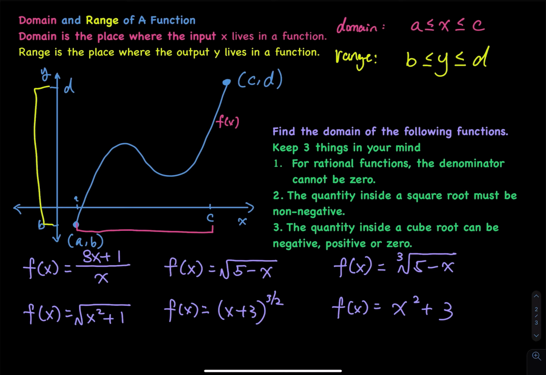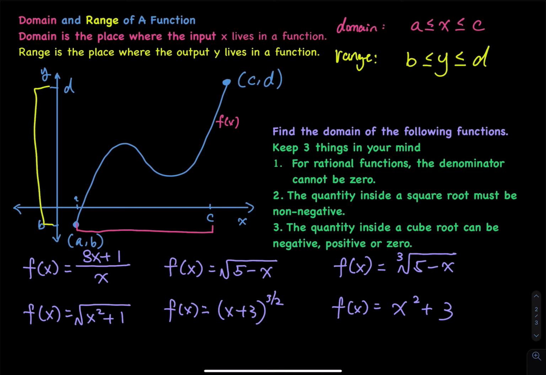Because the square root of 0 is okay, and the square root of a positive number is okay, but if you take the square root of a negative value, like the square root of negative 3, that is undefined. That's why we have to make sure 5 minus x cannot be negative. And then number 3, if you see a cube root like f of x equals the cube root of 5 minus x, then 5 minus x can be 0, positive or negative. I will explain why in a minute.